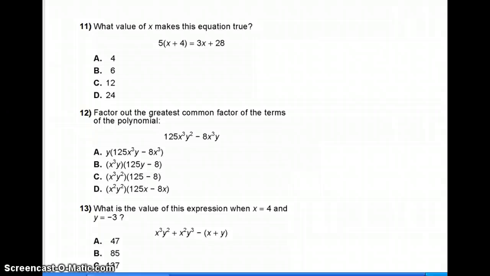Number 11, what value of x makes this equation true? 5 times the quantity x plus 4 equals 3x plus 28. Number 12, factor out the greatest common factor of the terms of the polynomial 125x cubed y squared minus 8x cubed y.